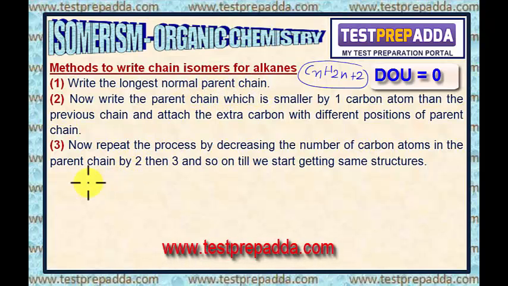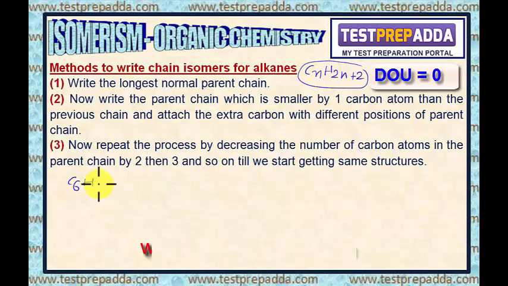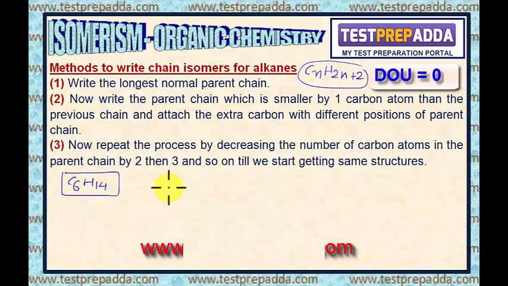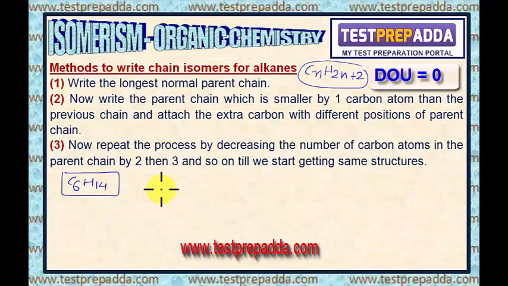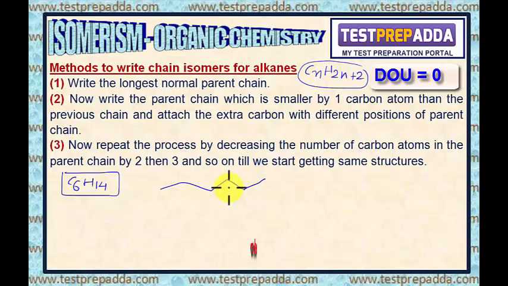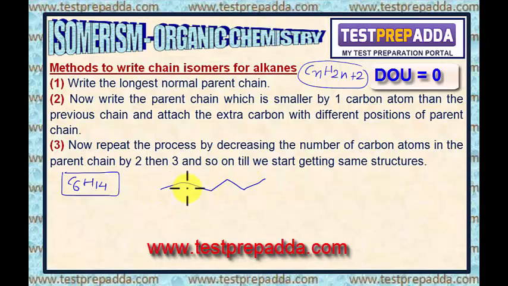For example, if I take C6H14, first step is write the longest normal parent chain. So 1, 2, 3, 4, 5, then 6. So 6 number of carbon atoms.